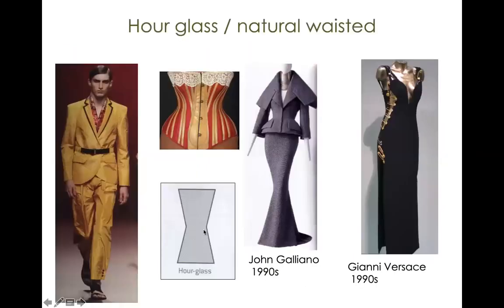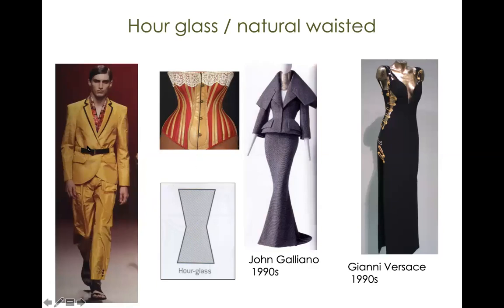So the hourglass next is what we all typically think of as the female silhouette, because it's bigger at the bust, smaller at the waist, and bigger over the hips again. So an hourglass always goes in towards the waist. It can stay fairly straight under the waist, like that 1990s Galliano amazing skirt and jacket, or this corset.